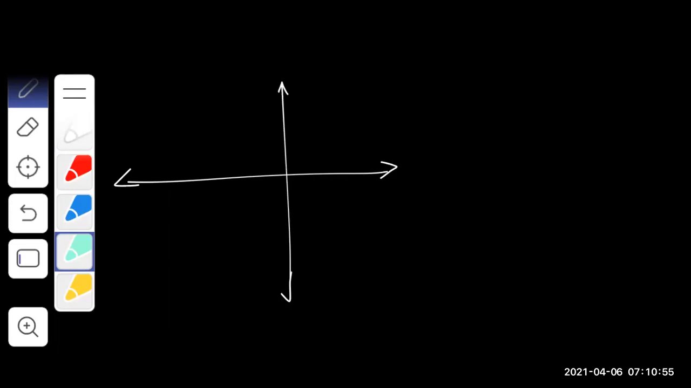We need to consider two cases. Let me draw the coordinate system here. And let's suppose, guys, that you have two equations. Let's say that you got two equations and you graph the first equation, and this is what you get.